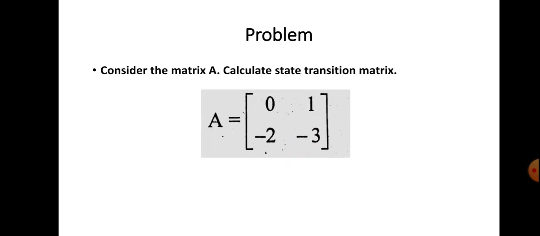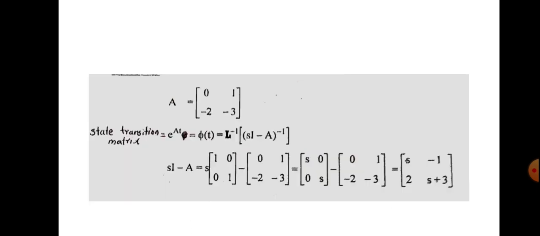Let us do a problem. Consider the matrix A, which is a system matrix. Calculate the state transition matrix of this A, that is A is [0, 1; minus 2, minus 3]. We know that this is a system matrix and the state transition matrix is e raised to At, which is obtained as phi of t. Phi of t will be equal to L inverse of phi of s, and phi of s is (sI minus A) whole inverse.